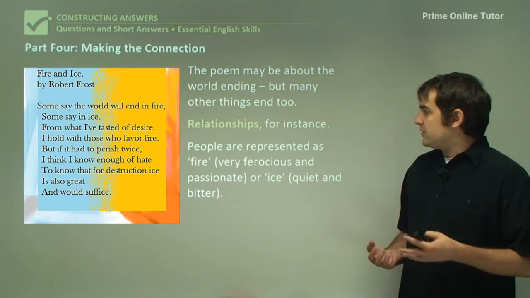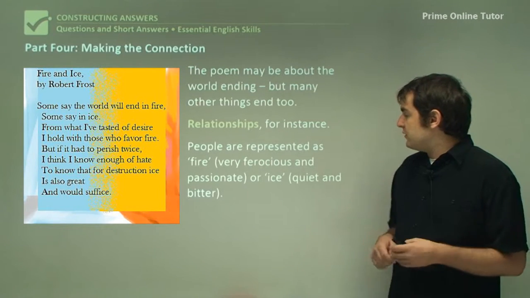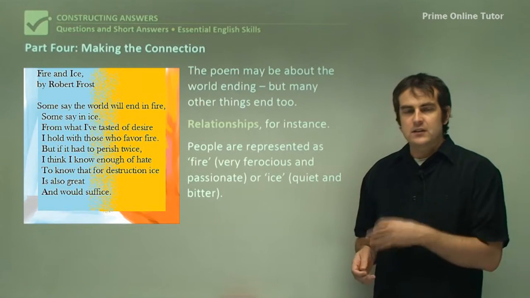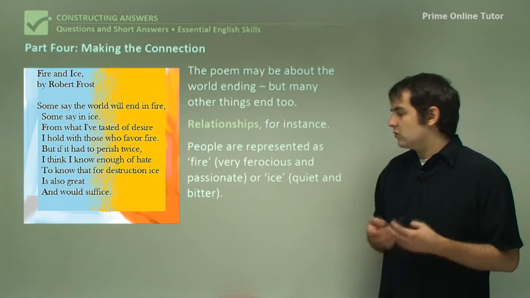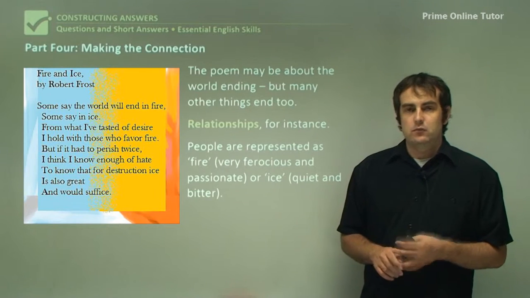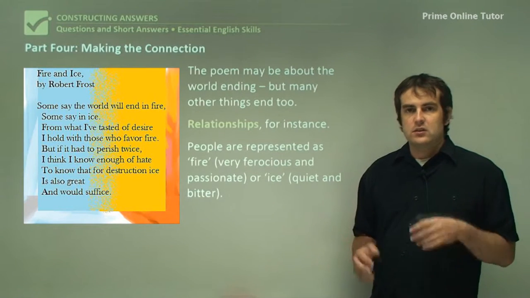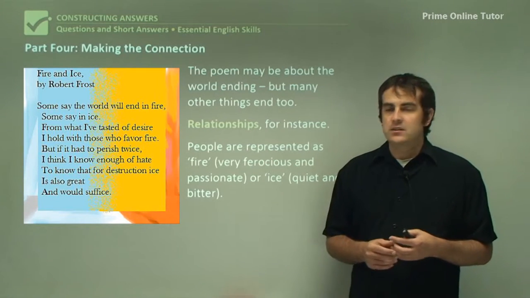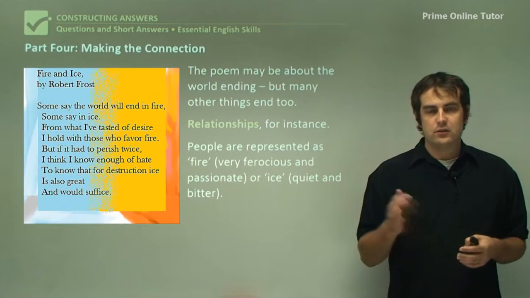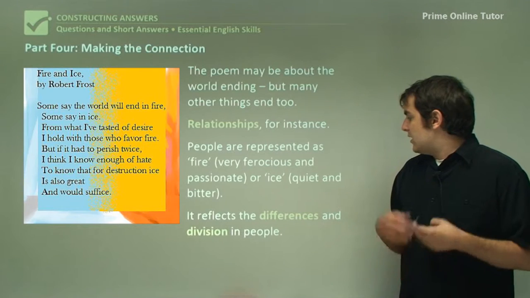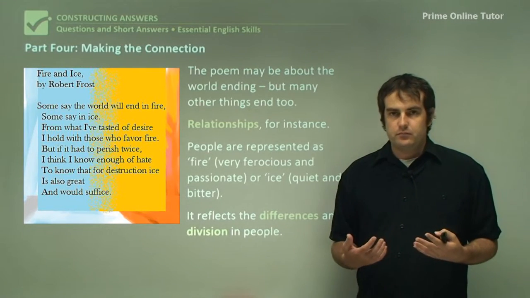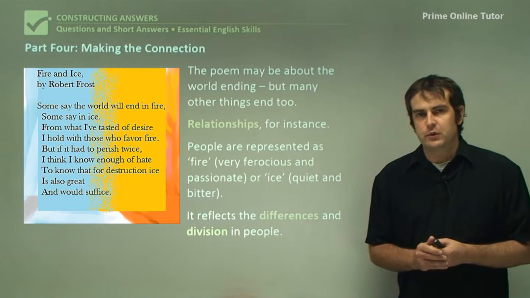Now, people are represented as being fiery, as I mentioned before, very ferocious, very passionate, sort of go out with a bang, go things a million miles an hour. And ice, quiet, bitter, reserved, shy, all those things. So there's two different contrasts, and as I mentioned, they can overlap. And certainly in the case of the persona, they do overlap. It reflects the differences, and as I said, in the vision between people. And particularly when you look at relationships building.